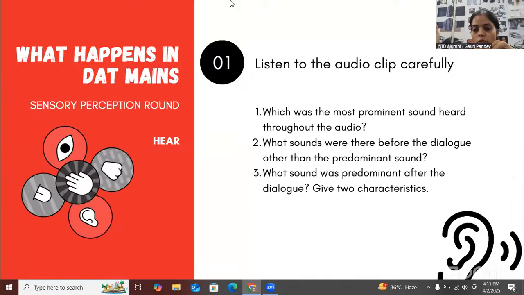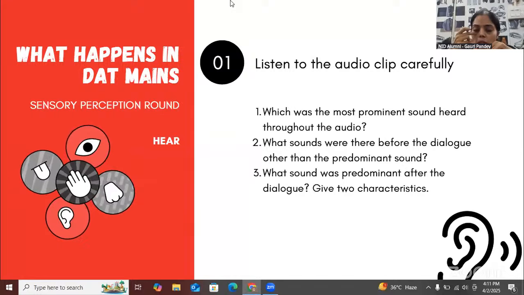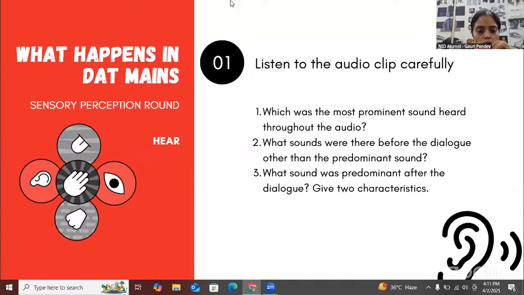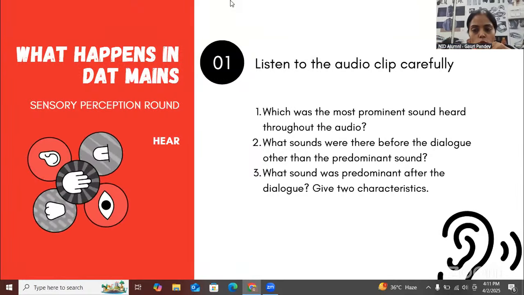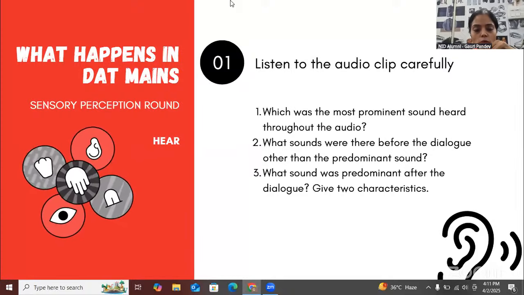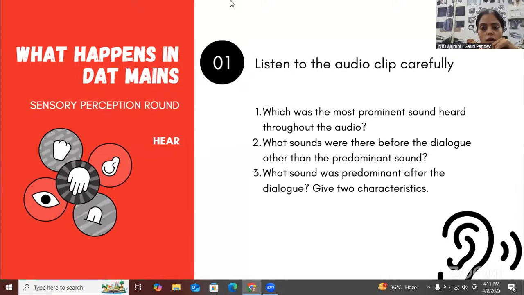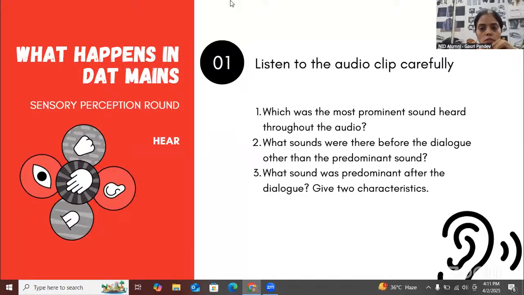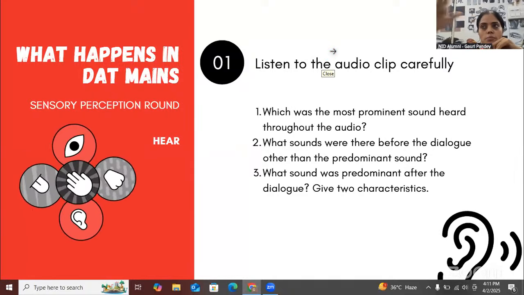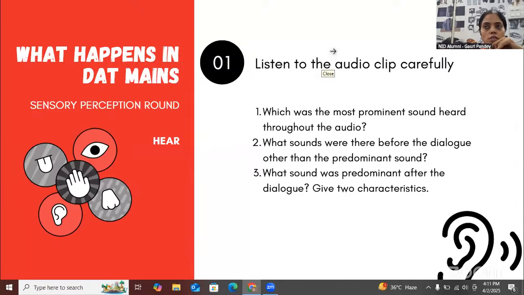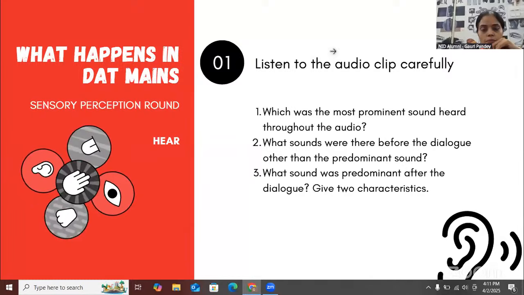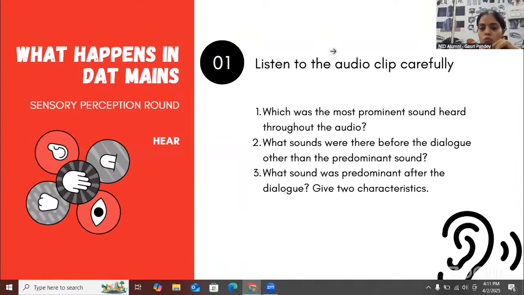What was it? Can you tell? It was the sliding of a door being opened. And the prominent sound after that dialogue was the closing of the door. Behind it there is a parking lot, so there is a sound coming from the parking lot. Okay, that's the sound. There are not many sounds, but the question was about the prominent sound.